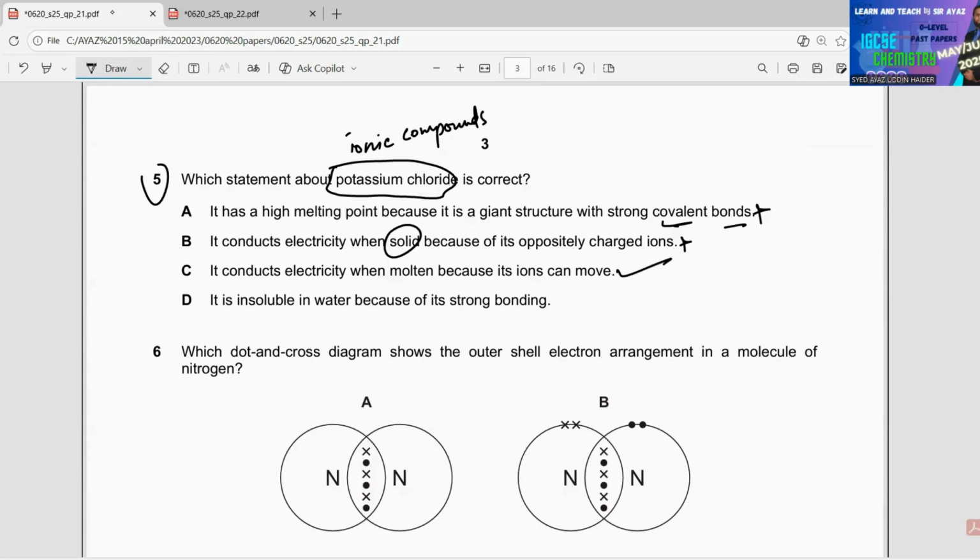For convenience, I'm checking the last statement also. It is insoluble in water. Also incorrect. Most of the ionic compounds, they are soluble in water. So this is incorrect. Only C must be the right answer in this case.